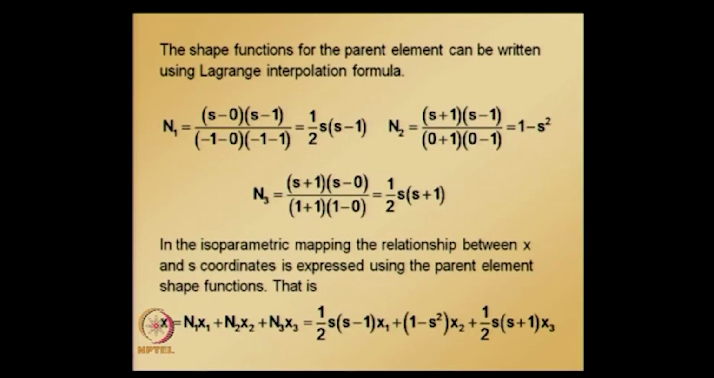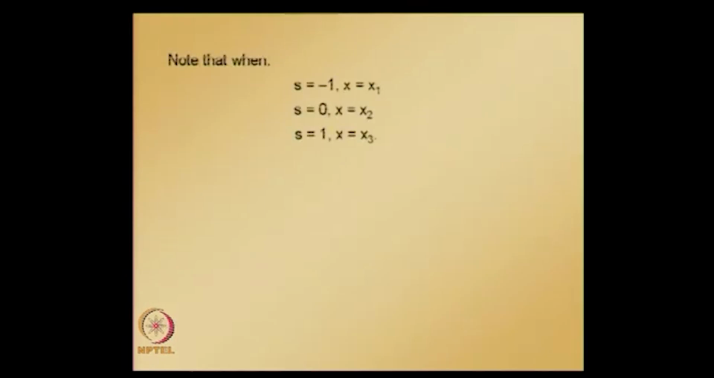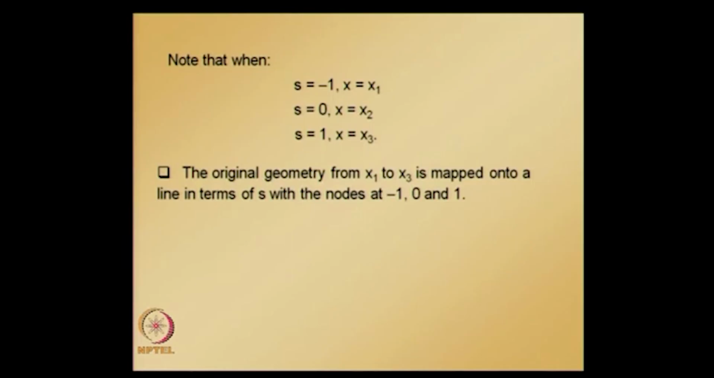and you can notice here, by substituting s is equal to -1 in the relationship between x and s, we get x is equal to x1. By substituting s is equal to 0, we get x is equal to x2. By substituting s is equal to 1, we get x is equal to x3, which you can easily verify. And also the original geometry, which is from x1 to x3, is mapped down to a line in terms of s with nodes at -1, 0 and 1.